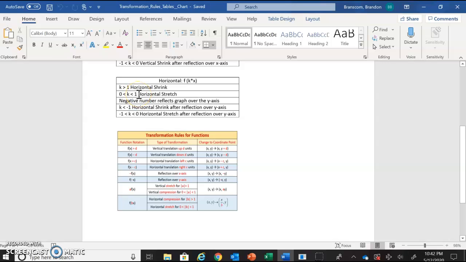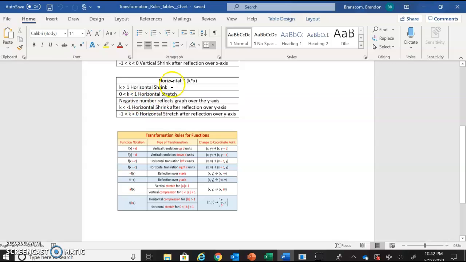And if it's k between 0 and 1, that's a horizontal stretch because it's going horizontally more quickly. And this is something, just a side note, some people call shrinks compresses. A shrink is compressed to some people. And you can see that in this chart here below. We'll talk about that in a second.